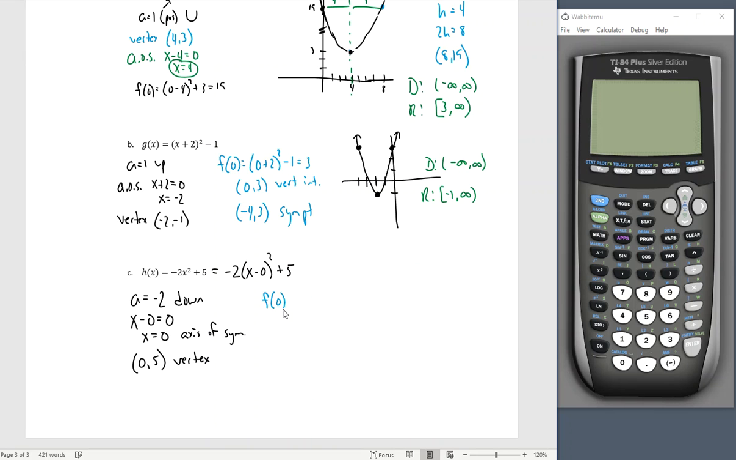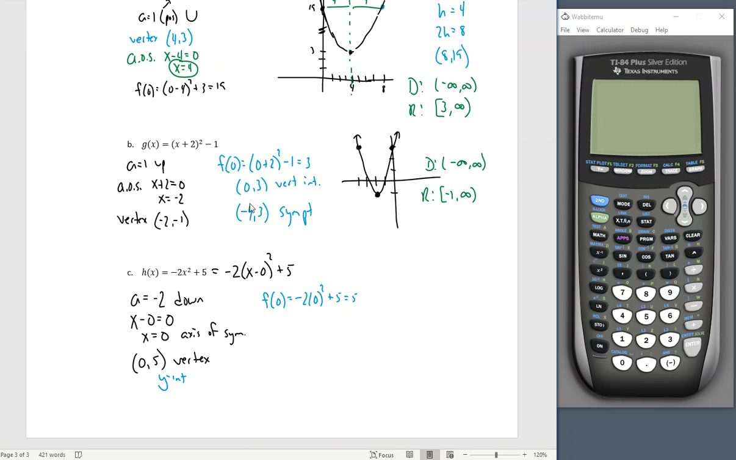Now I need to find f of 0. All those zeros got me a little confused for a minute. But we can handle this. Put in a 0 for x, always, to find our y-intercept, our vertical intercept. 0 squared, make sure you do the order of operations. 0 squared is 0. 0 times -2 is 0. 0 plus 5 is 5. Hey, look at that. Our vertex is our y-intercept.